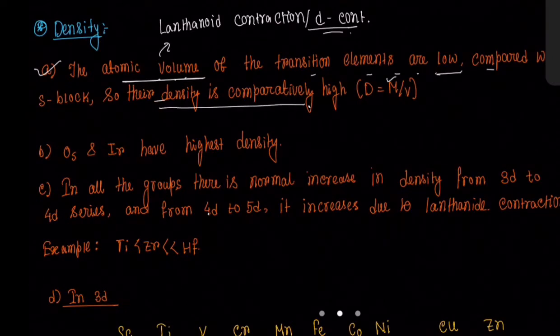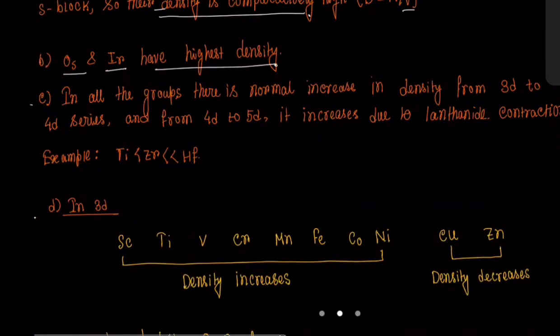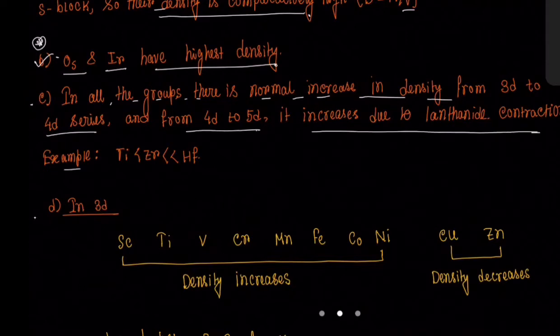So density is comparatively high because of the contraction, because size decreases more, but mass is increasing anyway. Osmium and iridium have the highest density among the transition elements, and this is important. Remember these two names. In all the groups, there is a normal increase in density from 3d to 4d series. From 4d to 5d, there is an increase due to lanthanoid contraction.